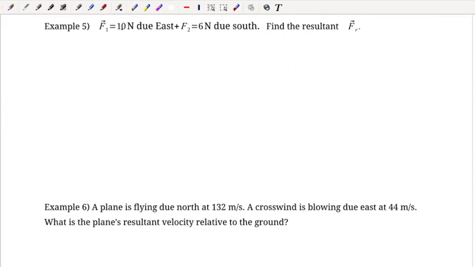I have force number 1 is 10 newtons due east. I'm going to add to that force number 2, that is 6 newtons due south. And I want to find the resultant force. So again, I'm going to draw my vectors really quick. So 10 newtons east, something like that. I want to add to that 6 newtons south, whoops, with a ruler, going to be shorter than the 10. And I want to know what that equals.